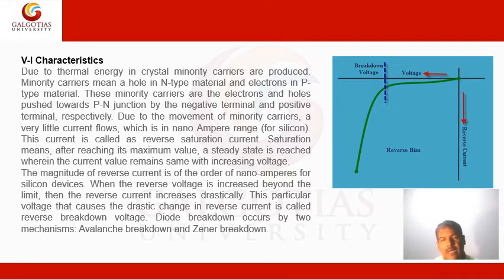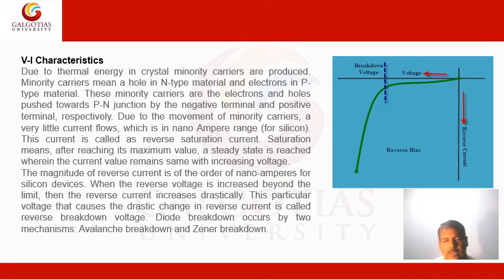Due to the movement of minority carriers, a very little current flows, which is in the nanoampere range for silicon. This current is called reverse saturation current. Saturation means that after reaching its maximum value, a steady state is reached wherein the current value remains the same with increasing voltage. The magnitude of reverse current is of the order of nanoamperes for silicon devices.